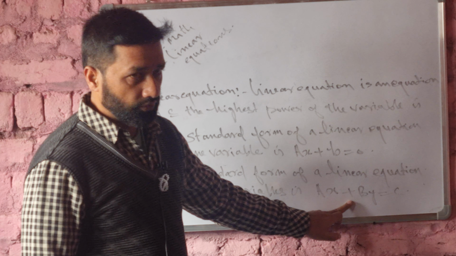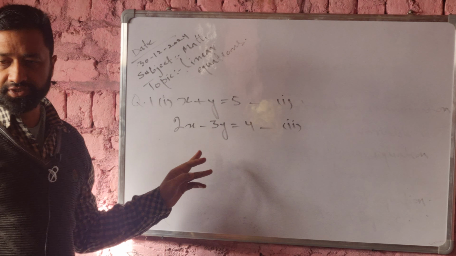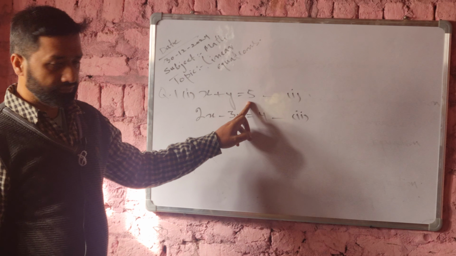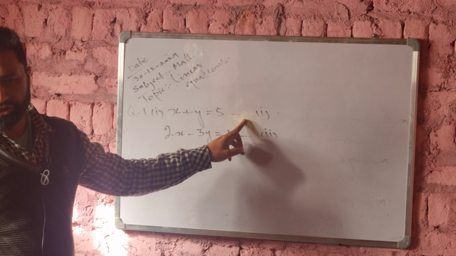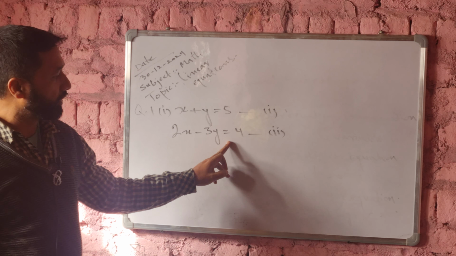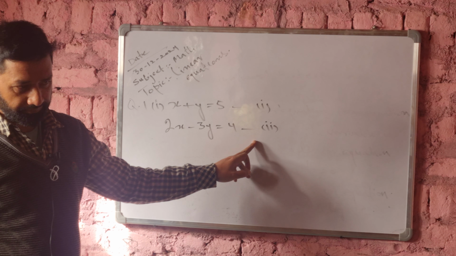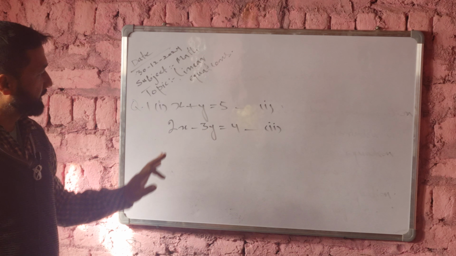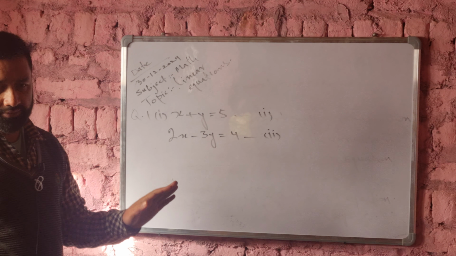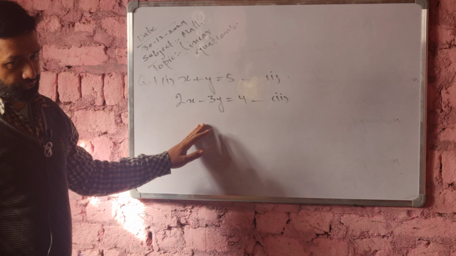No, sir. Okay. Friends, we have a pair of linear equations here. x + y = 5. This is the first equation. And 2x - 3y = 4. This is the second equation. Okay? Yes. We have to solve this pair of linear equations first by the elimination method and then using the substitution method.